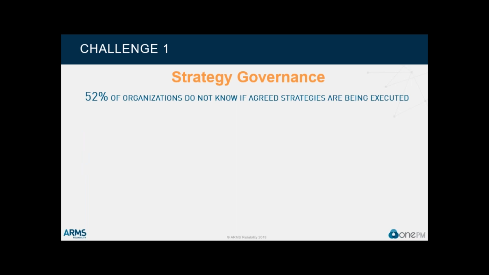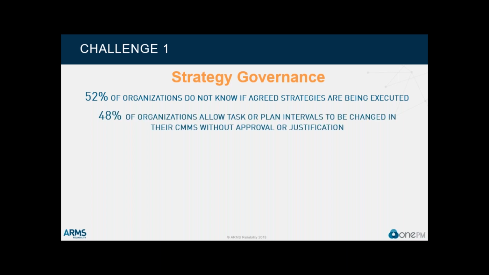As we move into the slides, let's talk about strategy governance, which is really what those poll questions are about. What we've found, we've done this in the past, is that 52% of organizations, almost half, do not know if the agreed strategies are being executed. And on top of that, 40% of organizations allow plan intervals to be changed without approval or justification. This group we have here today, you're a little better than that. But I think we still have an opportunity to improve in how we control or govern changes that are made to our strategy, which can impact our performance.